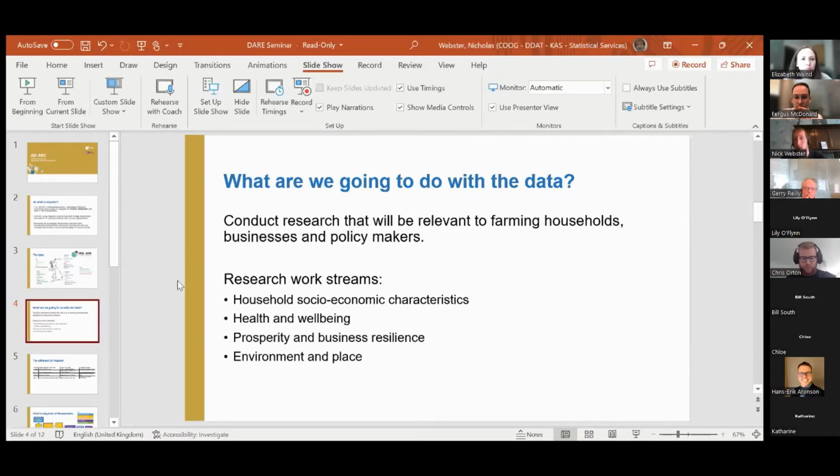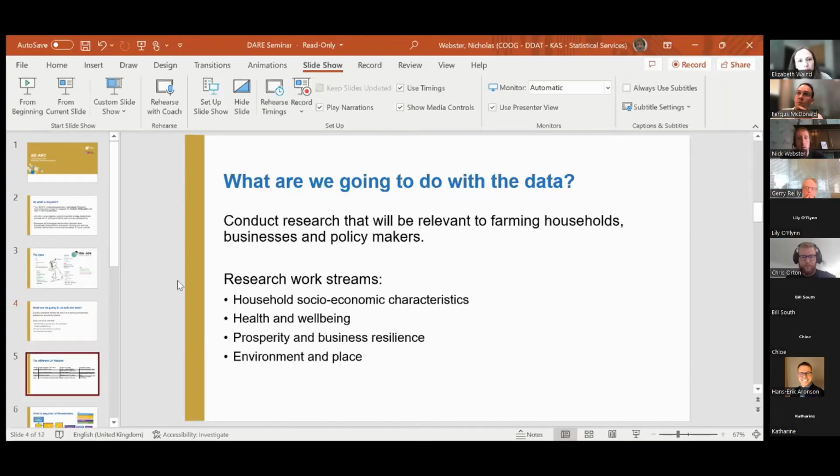And finally, environment and place. So how are farmers adapting to the challenges of climate change? What types of farmers are engaging with government on some of these schemes and what aren't? And what can government do to better increase farmers' engagement with some of the activities government's trying to put in place?